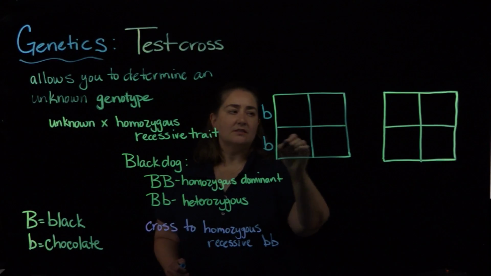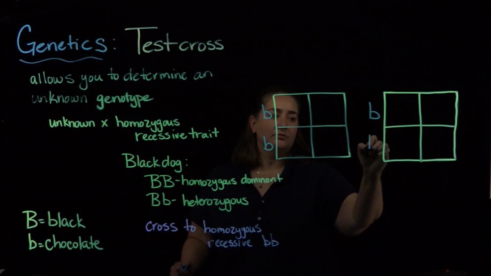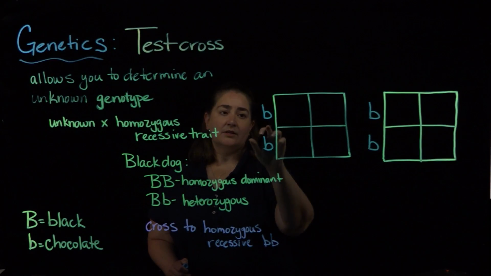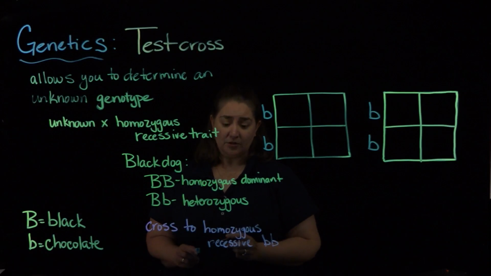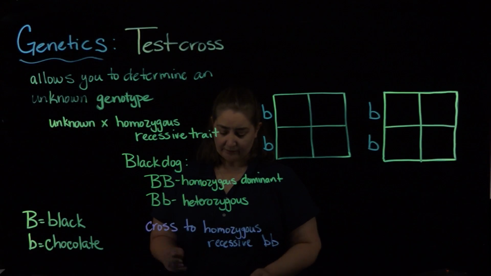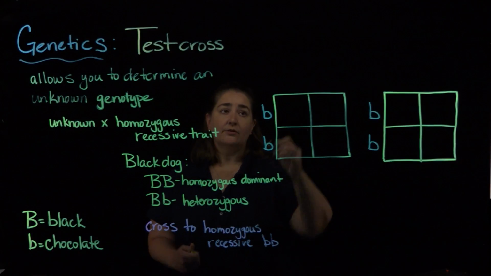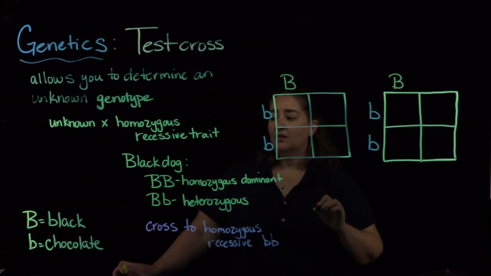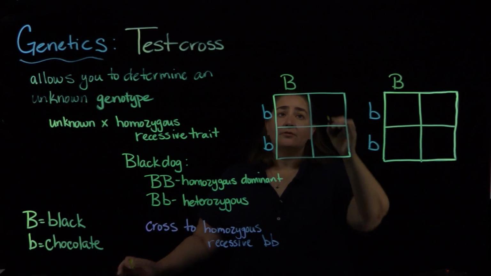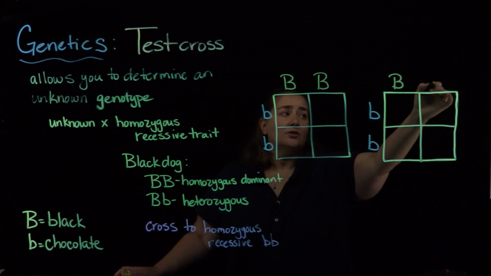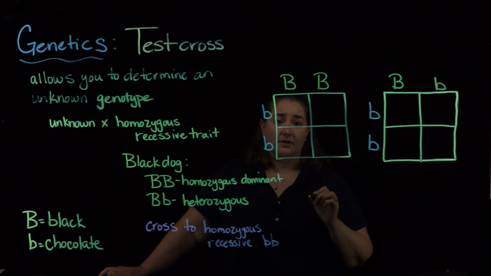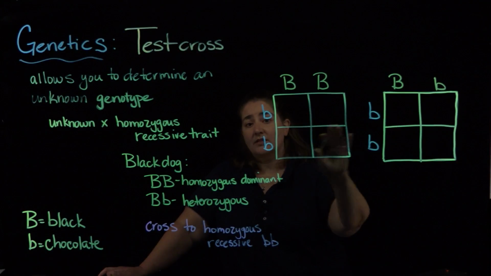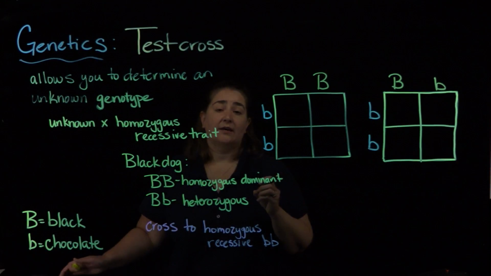We're going to cross our unknown to our homozygous recessive. Our homozygous recessive can only contribute the little b for an allele. Our unknown, we know, has to have a dominant allele, but what we don't know is if the other allele is also dominant or if it's recessive. But by looking at the offspring from these crosses, we'll be able to determine that.